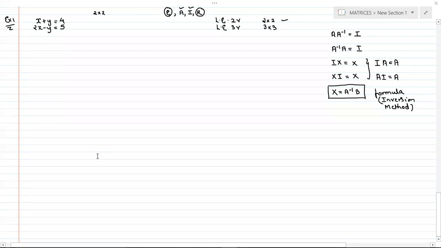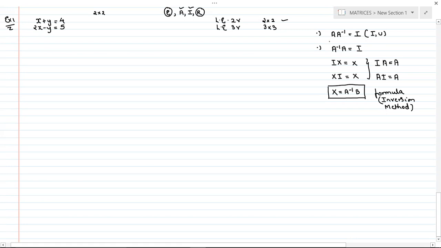First we'll see that. Okay, so the first formula is A A inverse equals I. If you write A inverse first and then A, still the answer will be equal to I, where I is known as what? It is the identity matrix, or else we can say it is also known as the unit matrix.